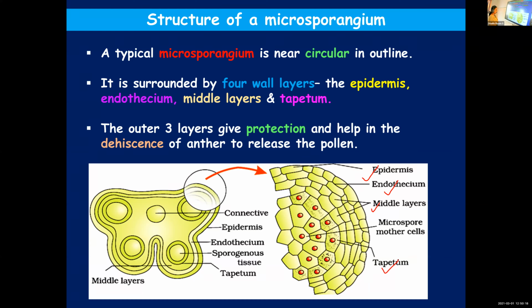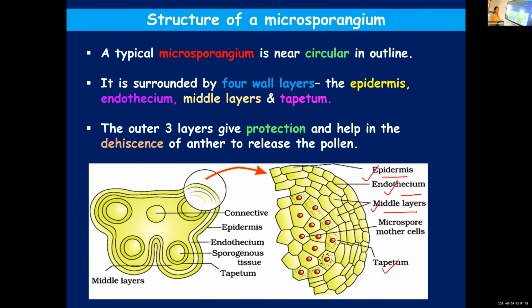The outer three layers, that is epidermis, endothecium, and the middle layers, provide protection to the contents inside, the pollen grains that form inside, and they also help in the dehiscence of the anther to release the pollen. You know that only when the anther breaks open can the pollen grains be released. So these outer three layers perform two functions. One is to provide protection. The second is to help the anther to break open, to dehisce, so that the pollen grains can be released.